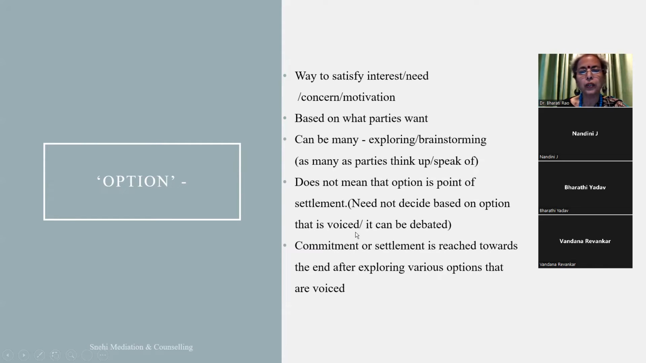It can be the point of debate between the two parties on what are the various ways in which the problem can be resolved. Now, the commitment or settlement is reached towards the end after exploring various options that are voiced. So the most important area in mediation is facilitation of communication between the two people, and with improvement of communication, the parties will be voicing as many options as they can think about. Let's do this, let's do that way. And towards the end, both of them will sit and think about what is the solution that meets the need of both of them at one point in time and is acceptable to both of them.